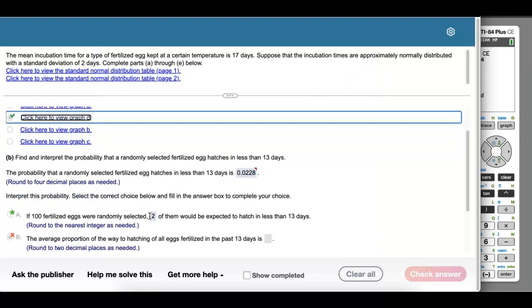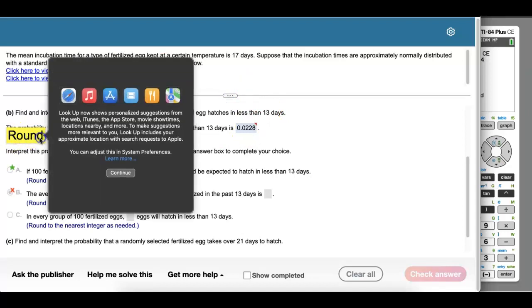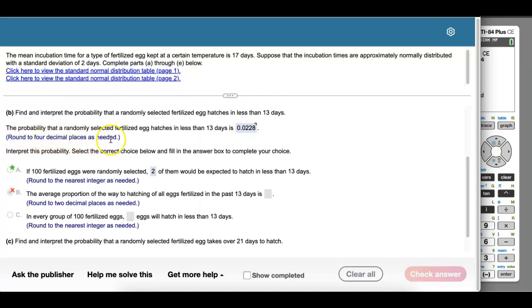Now from here, we're asked to find and interpret some probabilities. Now it does give you the standard normal distribution table, but because I see it says round to 4 decimal places as needed, I think I'm just going to use my calculator solely for this one. I definitely wouldn't want to use the 68, 95, 99.7 rule because that's not enough accuracy.